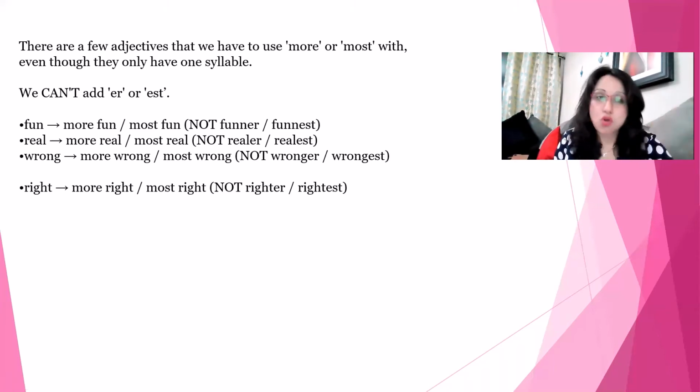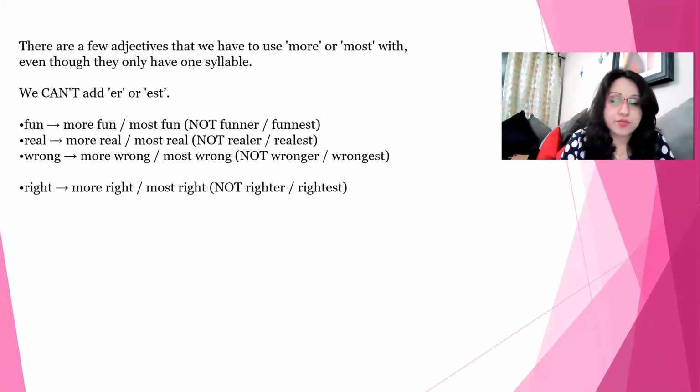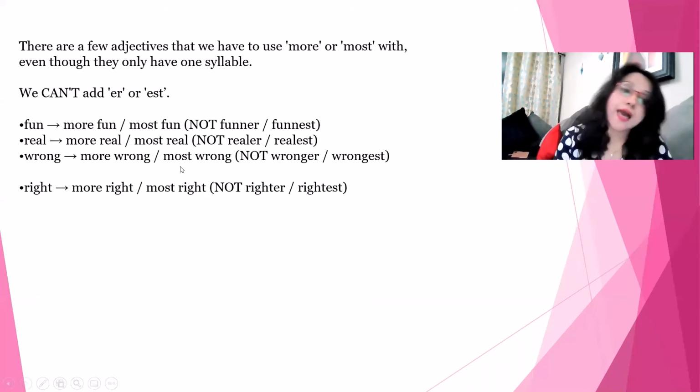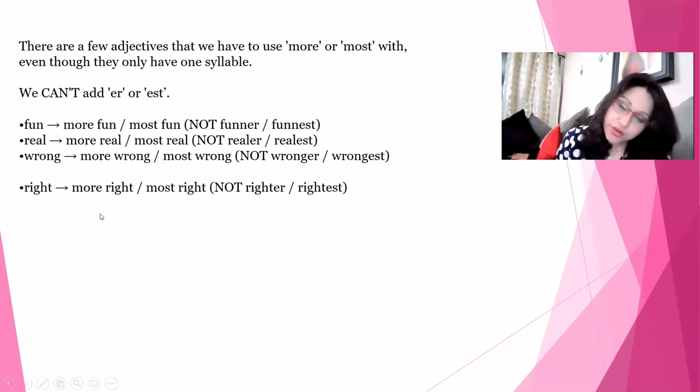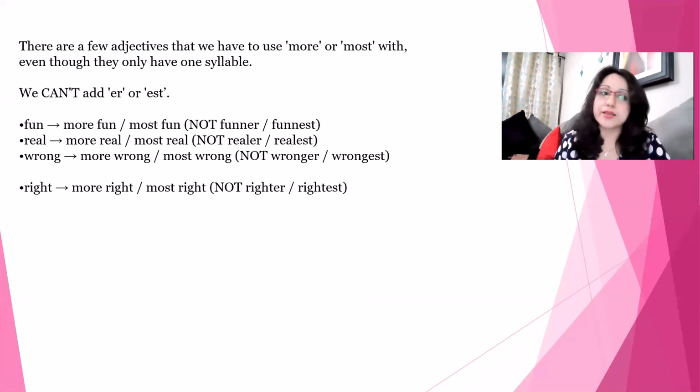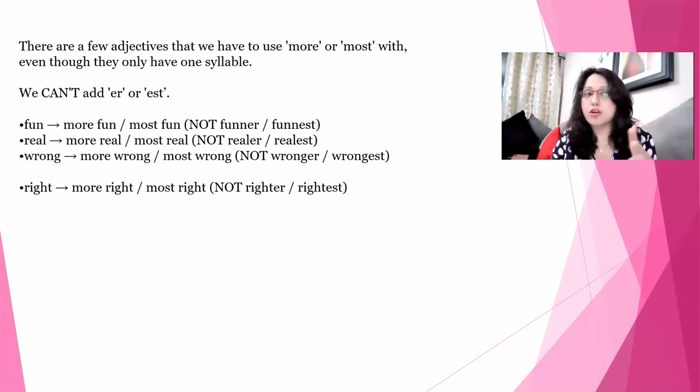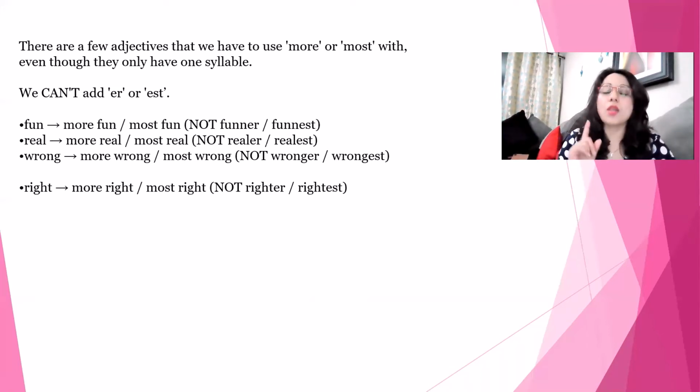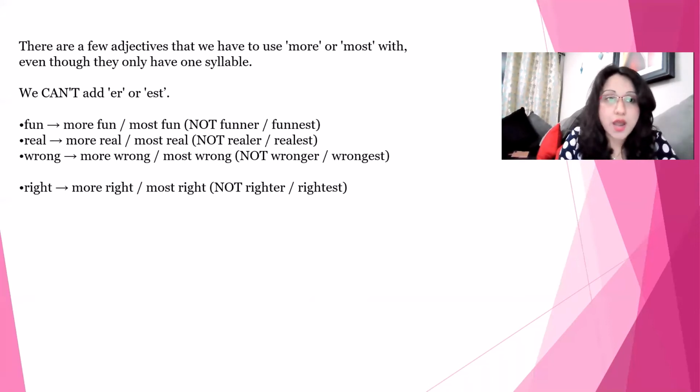Real becomes more real, most real, and not realer or the realest. Again, not a possibility, okay? So you have to remember that. Wrong, more wrong, and the most wrong. Not wronger or wrongest. Similarly, right, more right, the most right, but not righter or the rightest. So fun, real, wrong, right. You don't add ER or EST, even though they are one syllable. Okay? All right. Moving on.